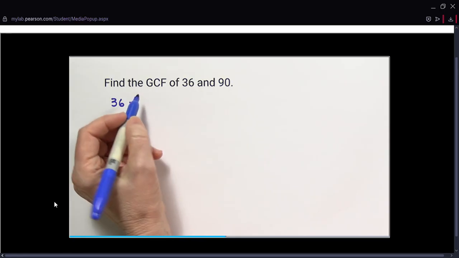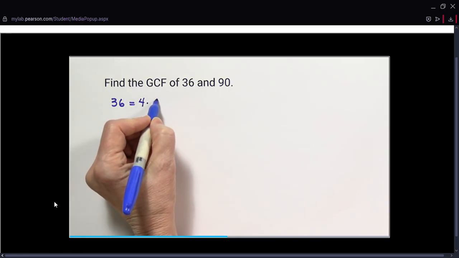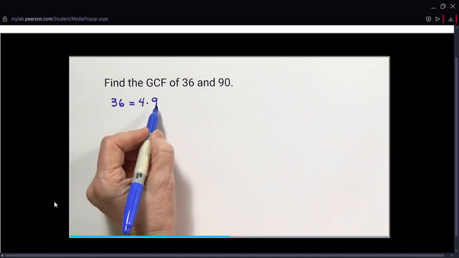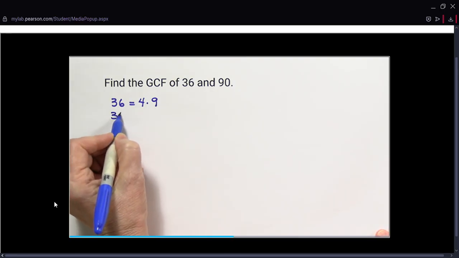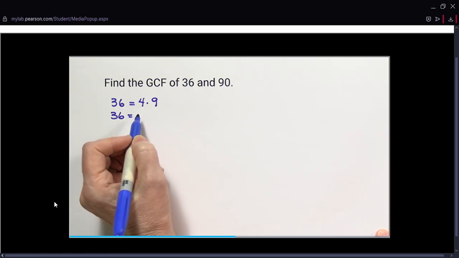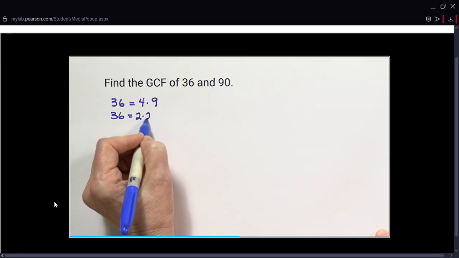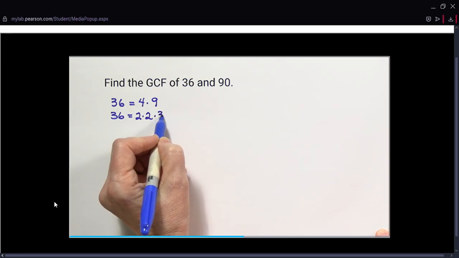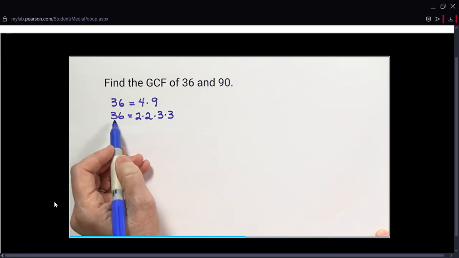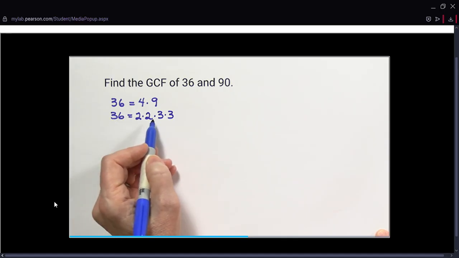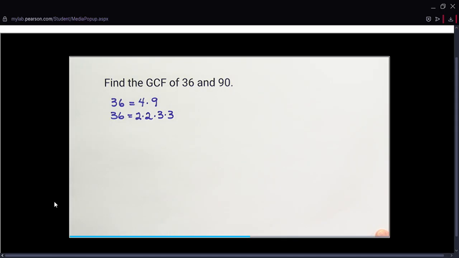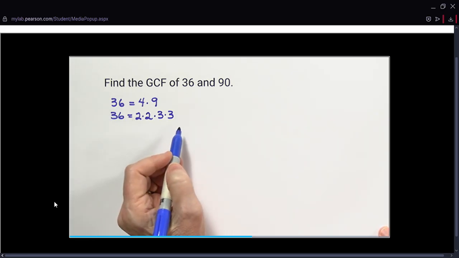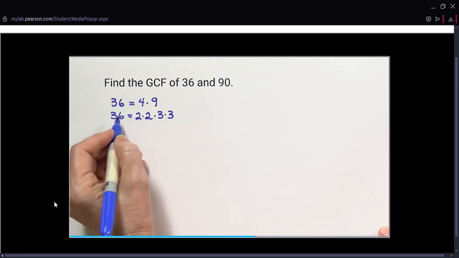So 36 is, say, 4 times 9, but 4 is not a prime number. 9 is not a prime number. So let's see. What is 4 as a product of prime numbers? 4 is 2 times 2. Those are prime numbers. 9 itself is not a prime number, but 9 is 3 times 3. So can you see that I've written 36 as a product of prime numbers? That's one method of finding a prime factorization of a number.